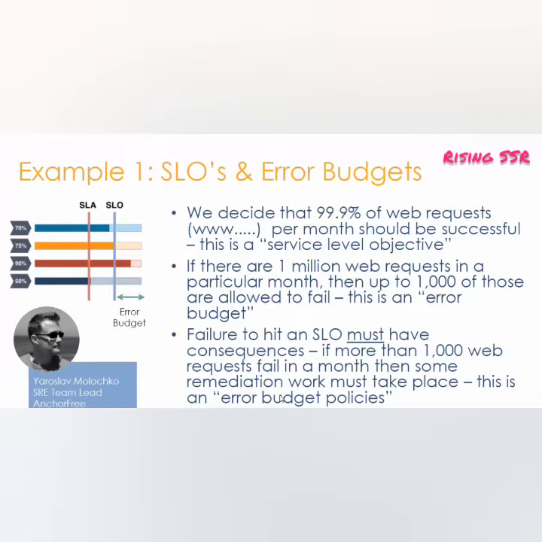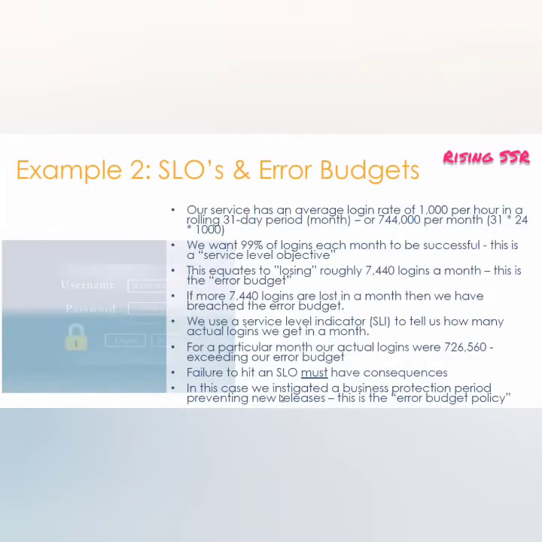So this is one example wherein we are talking about web requests. We'll talk about another flavor, another example, which will make the concept a bit clearer. In this example, we are talking about the login transaction. So an average login rate of 1000 per hour in a 31-day period for a month equates to roughly 744,000 logins in a particular month.